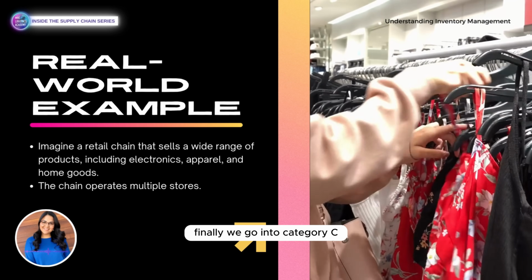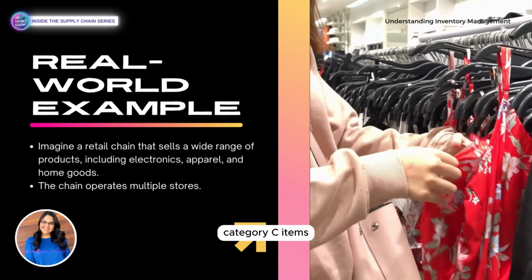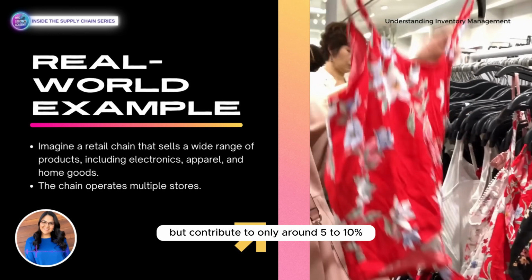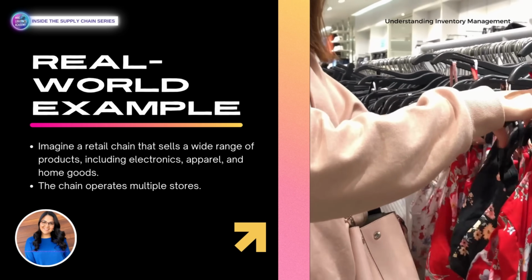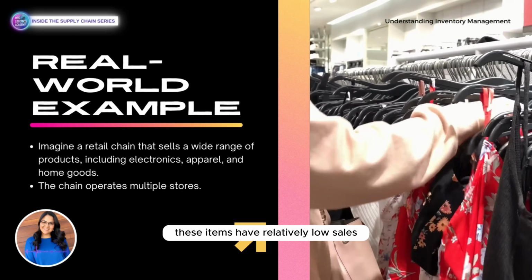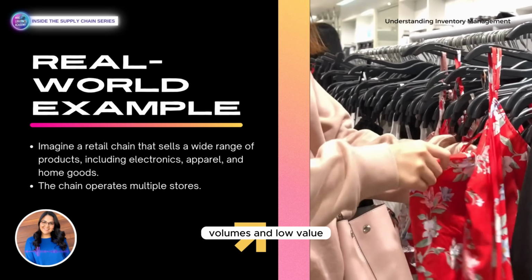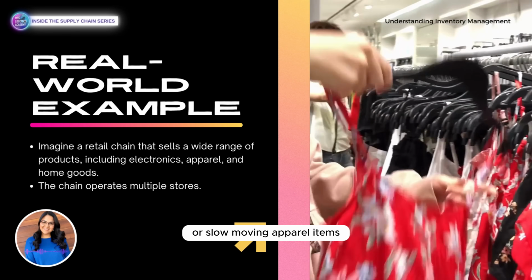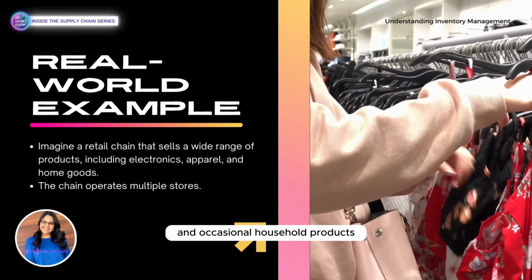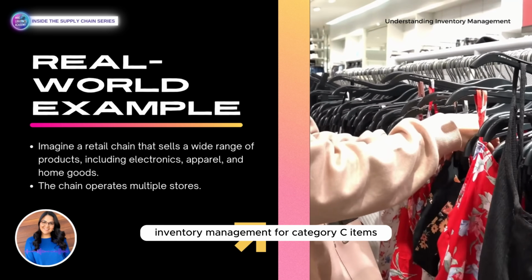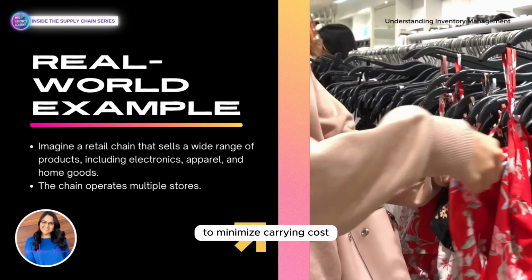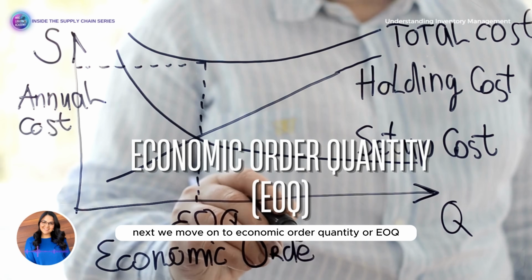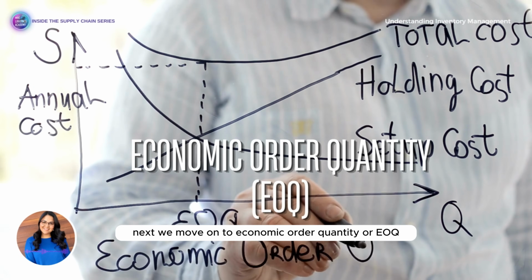Finally, we go into category C, which are the low priority items. Category C items constitute the remaining 50% of products, but contribute to only around 5 to 10% of the total sales revenue. These items have relatively low sales volumes and low value. Examples might include niche electronic accessories or slow-moving apparel items and occasional household products. Inventory management for category C items focuses on optimizing stock levels to minimize carrying cost while ensuring they're available when needed. Next, we move on to economic order quantity, or EOQ.